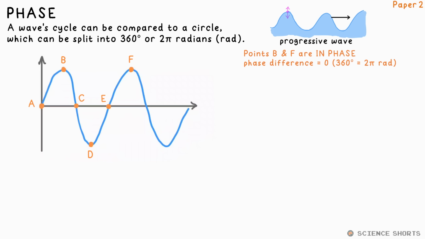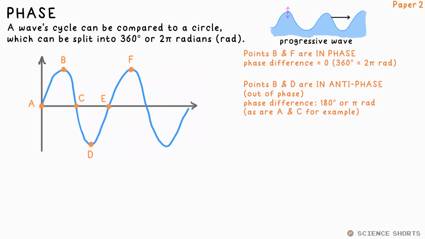The phase difference of these two points is 2 pi radians. Like we said, that's the same thing as 0. Points on opposite sides of a wave are completely out of phase, or we might say they're in antiphase. They're half a wave out of phase, so their phase difference is 180 degrees or pi radians. These two points are a quarter of a wave out of phase, so that's a phase difference of 90 degrees or pi over 2 radians.